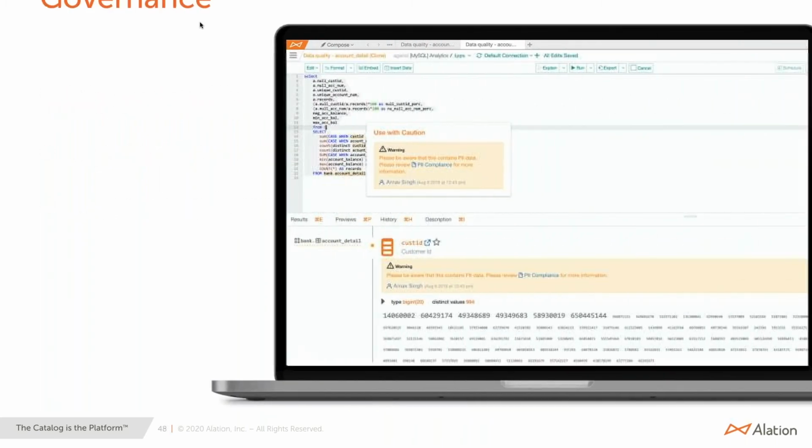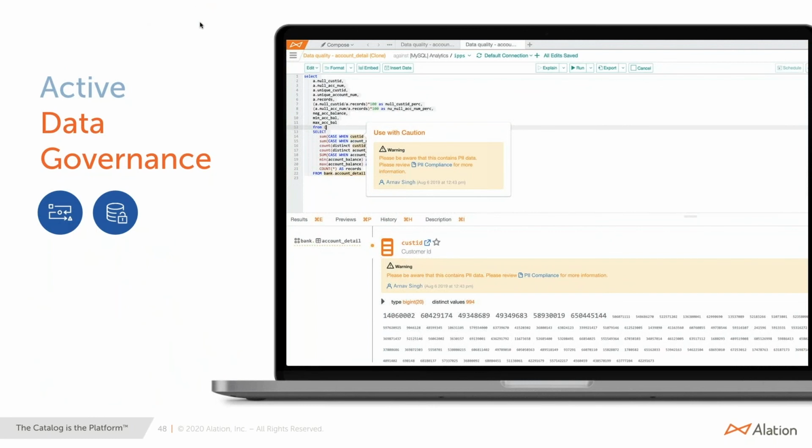So the last reason people don't use data is because they lack data governance needed for trust. And for data governance, you want to have a guided navigation and you want to have active data governance. And here's what we mean by that.